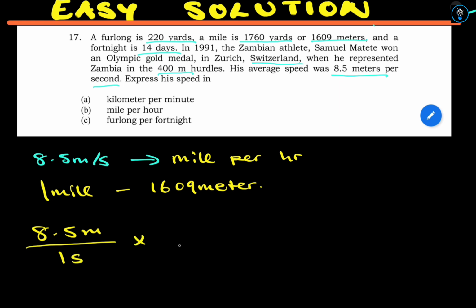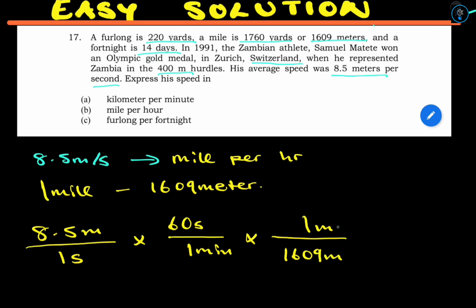8.5 meters per second. We can convert seconds into minutes by saying 60 seconds is equal to 1 minute. Then we can convert meters to miles by saying 1,609 meters is equal to a mile. So that part and that part cancel, that and that cancel. Your value will be 8.5 times 60 divided by 1,609. Okay, we are going to get a value of 0.3.